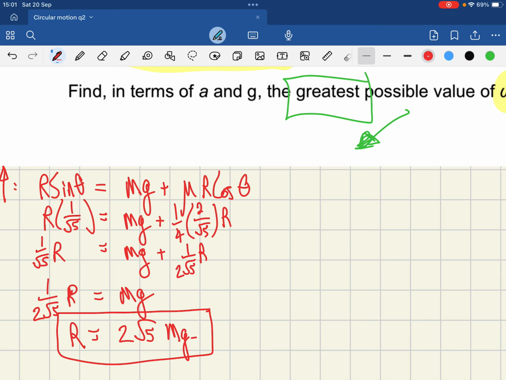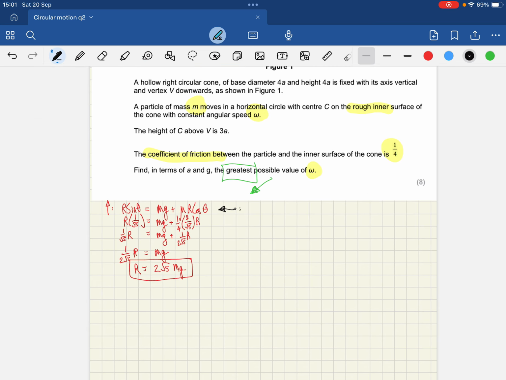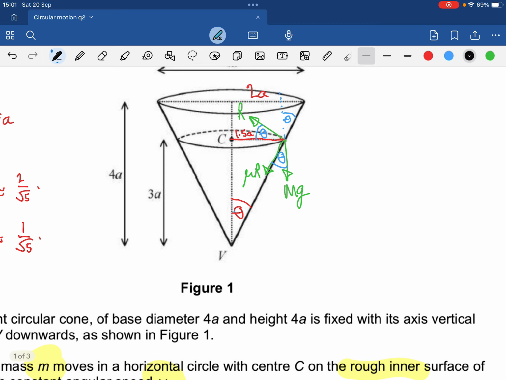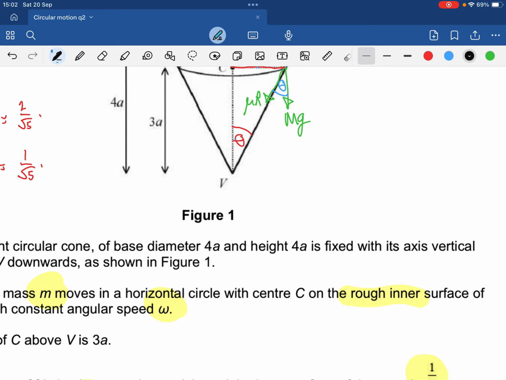Think back to last question. The second step will now also be the same. We're going to resolve horizontally, so this way, pointing from right to left, because this is the direction that we see our centripetal force acting in. So let's consider the forces acting radially. We've got an R cosine theta.